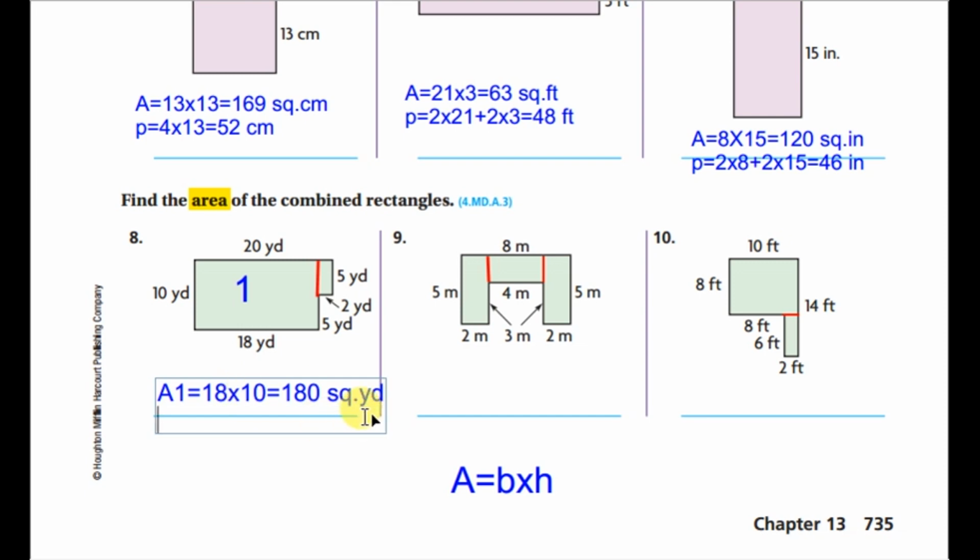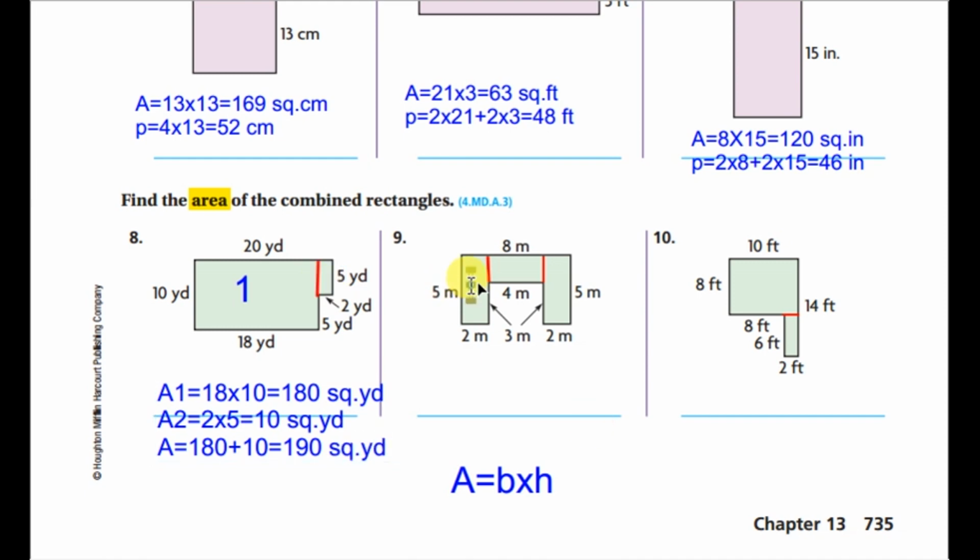Let's find area number 2. What is the base? It's 2. What is the height? It's 5 yard. So 2 times 5 will equal 10. And the unit is all in square yard. So what is the whole area? The whole area is equal to 180 all together, plus 10, which will give me 190 square yard.